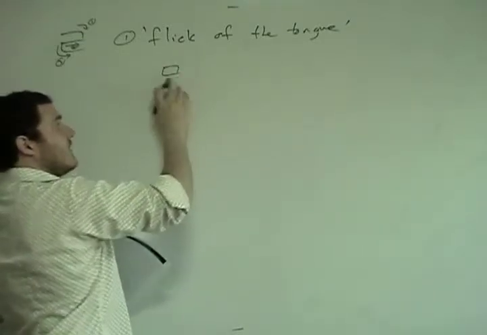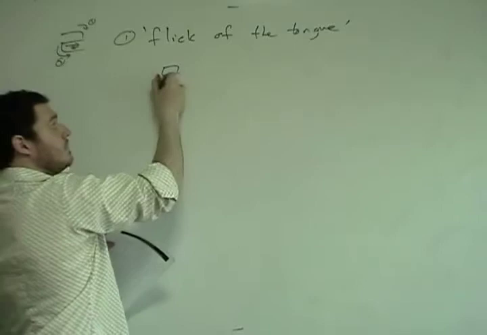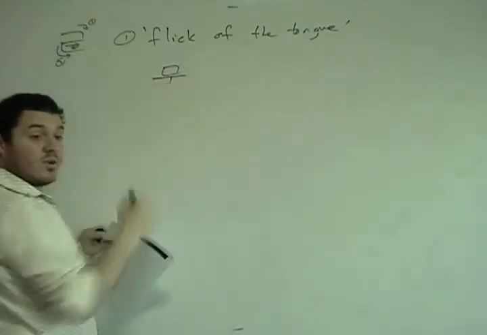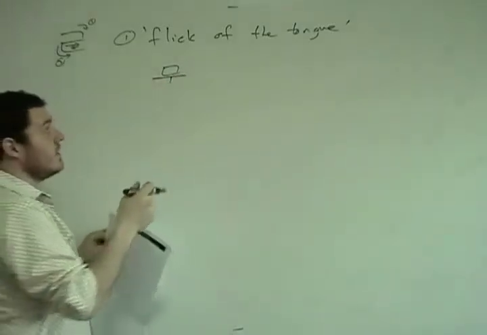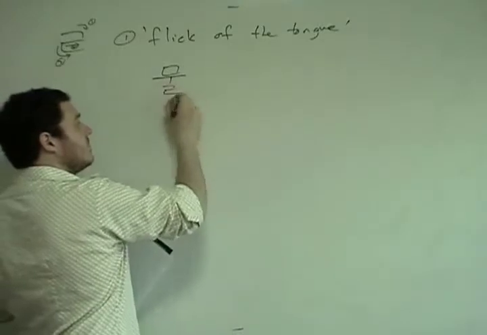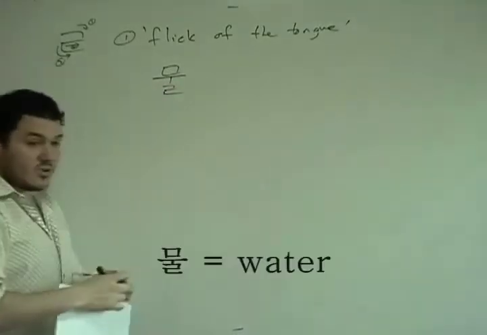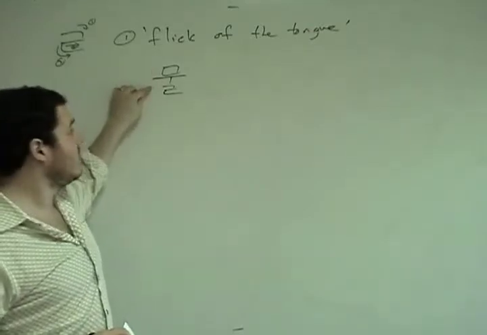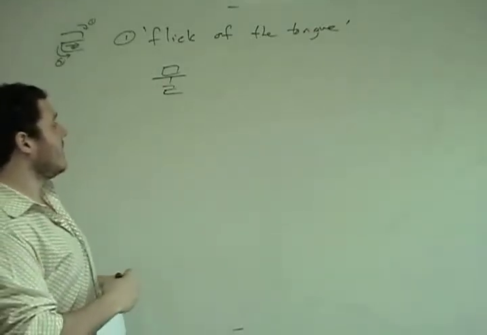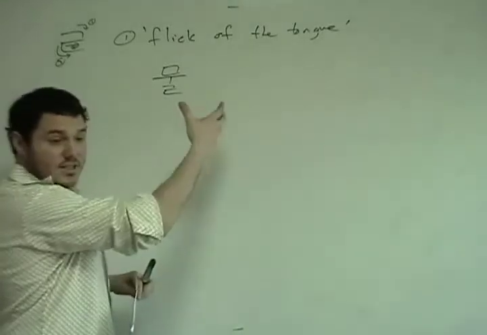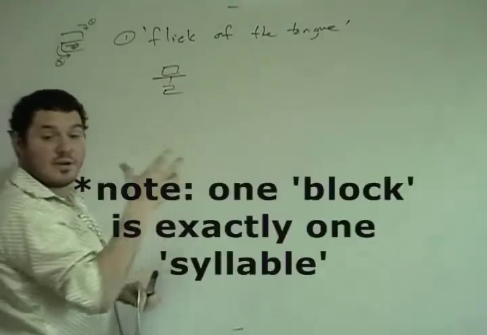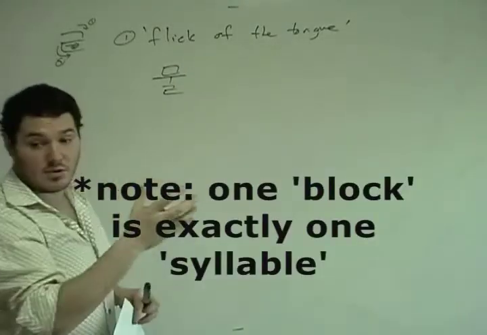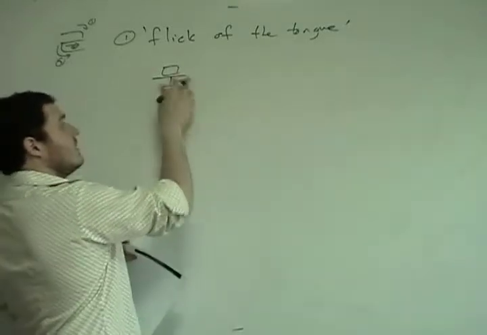This, we haven't learned yet, but is the M. This one with the tick downwards is the vowel U. And then in the bottom, we have this. So this together would be mul, mul. Now, this is one block. A block basically is a syllable, which we'll get into more in a bit.